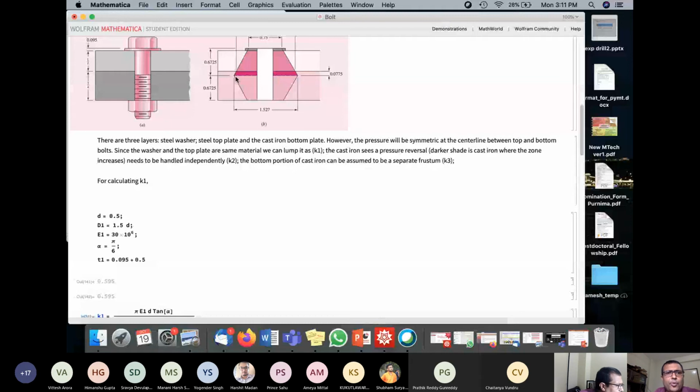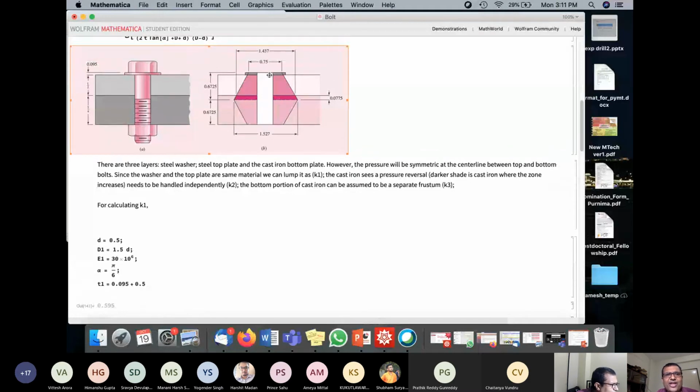Then I have the cast iron portion, which sees positive pressure for some time, and then the reversal. So positive pressure, I will say K2. Here the initial diameter would be from here to here, and the thickness will be 0.0775. The bottom one I can see in reverse. It starts again from 0.5 times 1.5, which is 1.5. Assuming that the nut also has the same size, W is 1.5 times diameter. So this will also be 1.5 times 0.5, which is 0.75, and then it goes all the way to 0.6725.